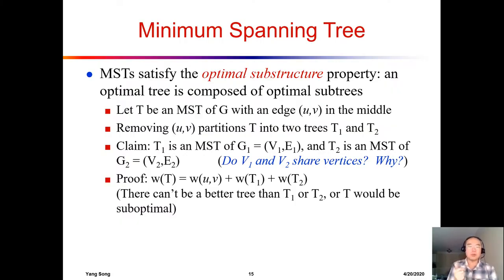So to build the optimal MST, the target will be to build optimal sub MSTs, and then we connect them together using the lowest weight, and then we have an optimal MST.